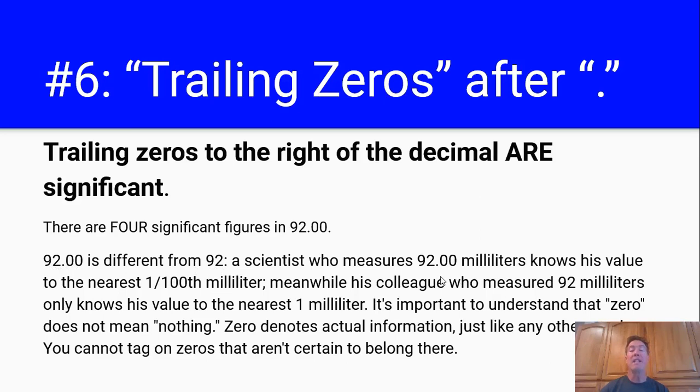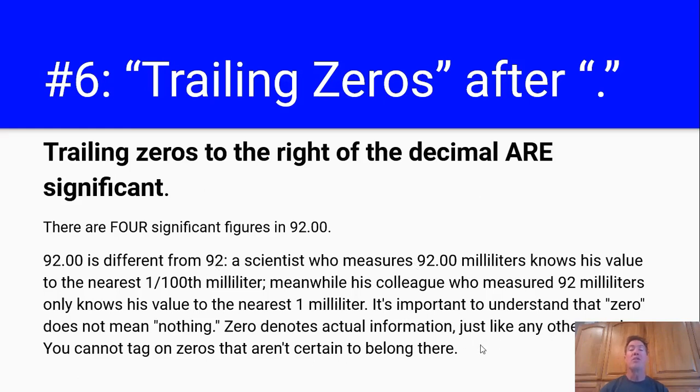A scientist who measures 92.00 millimeters knows his value to the nearest 100th of a millimeter. That's what this is. This is to the nearest tenths. This is to the nearest hundredths. And this guy has done the work down to the nearest 100th. His level of uncertainty is in this hundredths of millimeters. Whereas his colleague who only measured 92 millimeters only knows his value to the nearest 1 millimeter. So this guy, his number is 100 times more precise than the measurement by this guy.